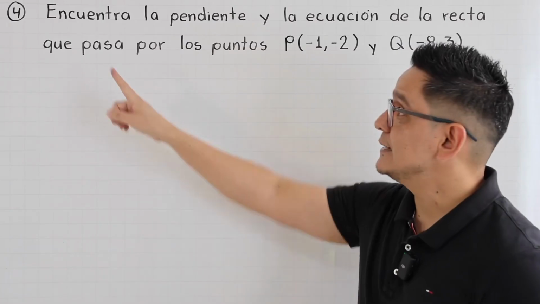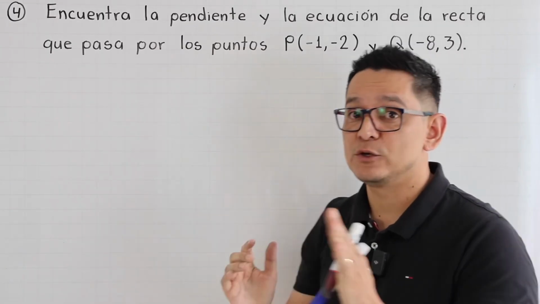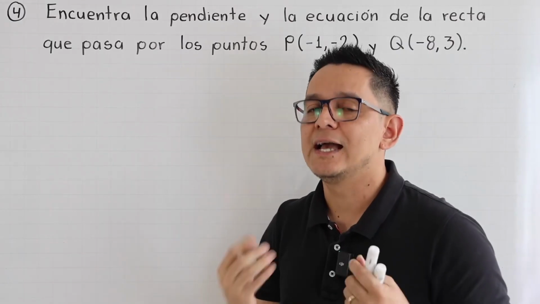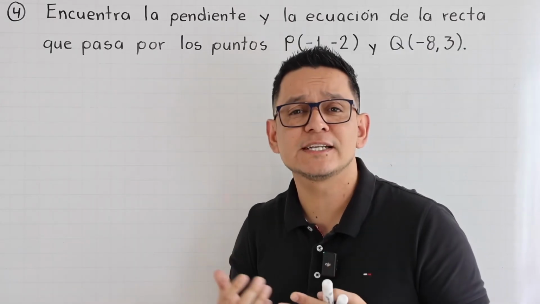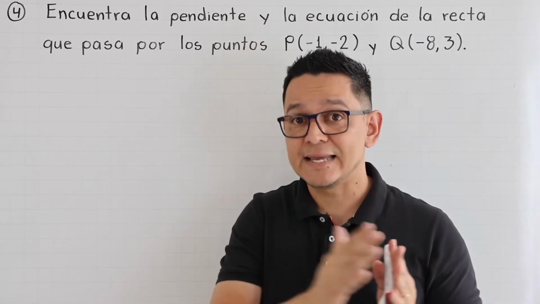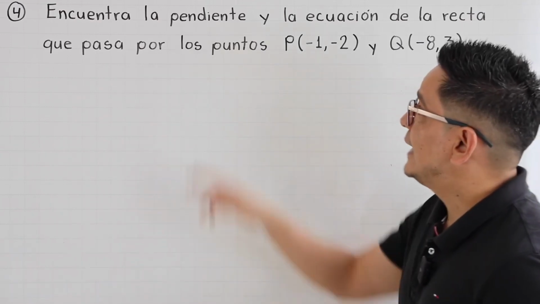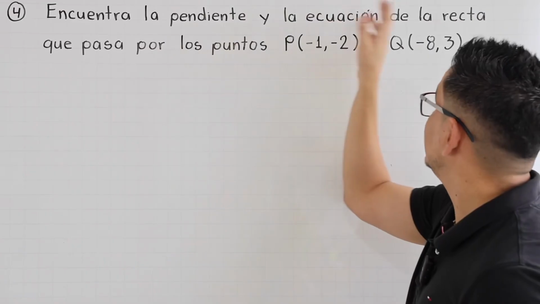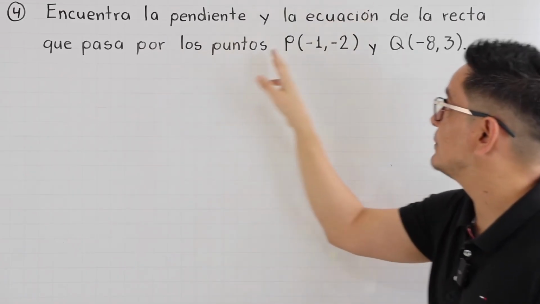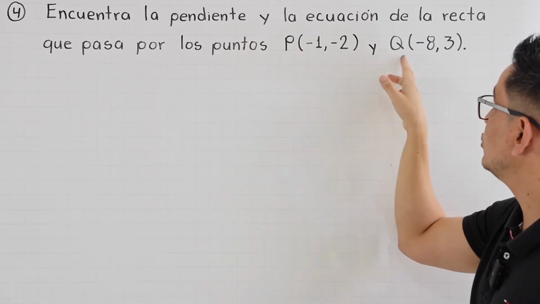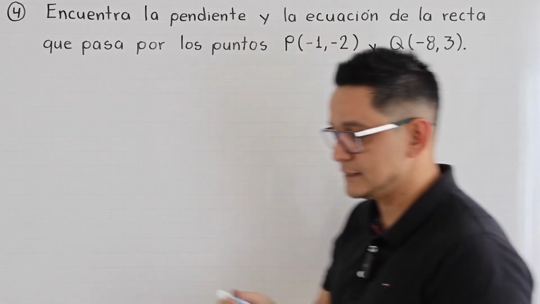Here it says exercise number 4, since in previous videos I already did exercises 1 through 3. So if you haven't seen them, I recommend you watch them too, so you can follow along in order. Alright, so the exercise says, find the slope and the equation of the line that passes through the points P(-1, -2) and Q(-8, 3).